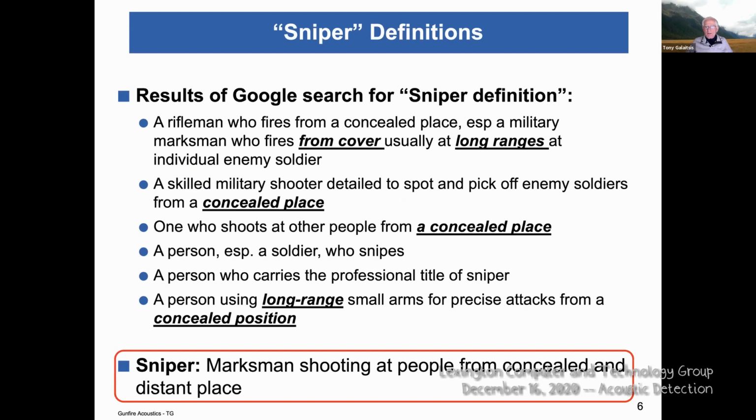I was interested at the beginning in who were some of the famous snipers, and actually infamous, more to the point, because I wanted to cite people that really did some really bad acts. And when I Googled sniper definition, I got all of these different definitions that you see, but the key things were from cover or a concealed place, long ranges, and marksman type of thing. So at the bottom, you see that a sniper is typically a marksman shooting at people from concealed and distant places.